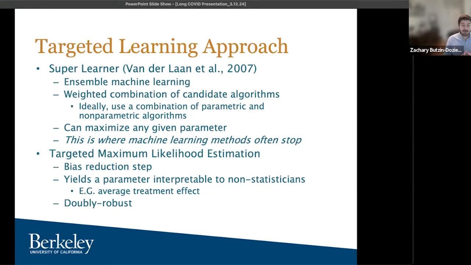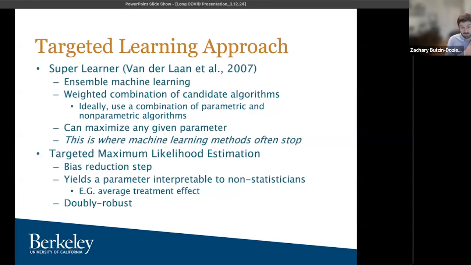And then a nice thing that I'll circle back to later is that superlearner can maximize any given parameter. It's often going to be something like minimizing the mean squared error, but I'll describe in the first application why we used a little bit of a unique parameter, where then superlearner chooses the best combination to maximize whatever that parameter is. And here I want to note that that's really where machine learning methods typically stop, and I think they have the apt stereotype that they often have low interpretability and that you can't draw causal inference from machine learning models.